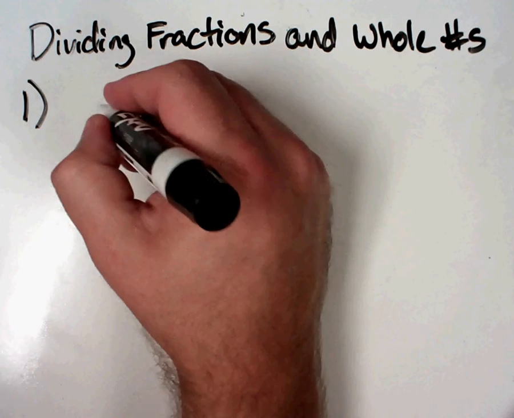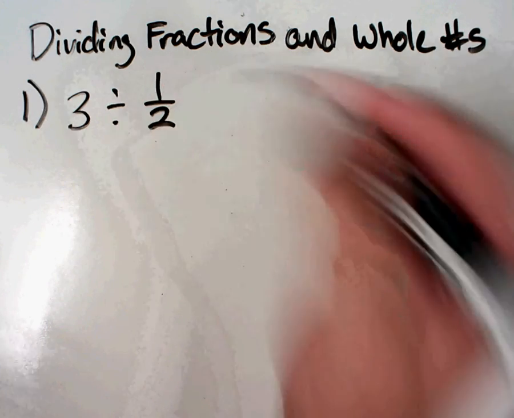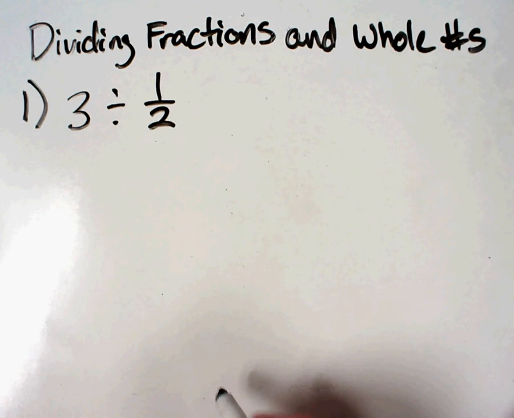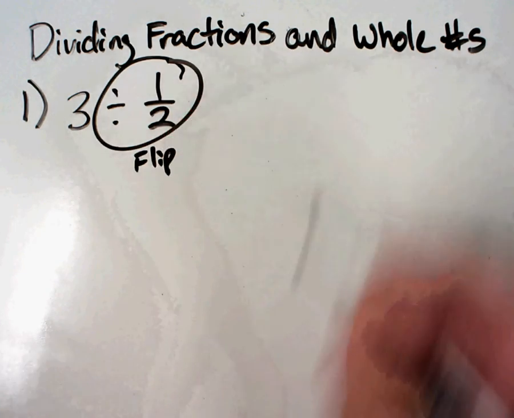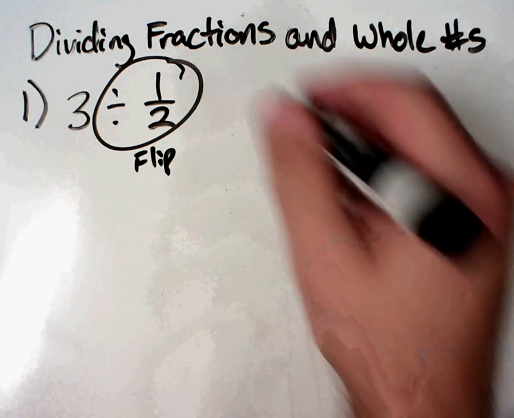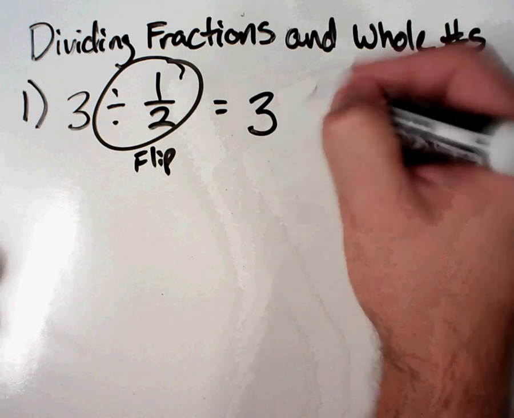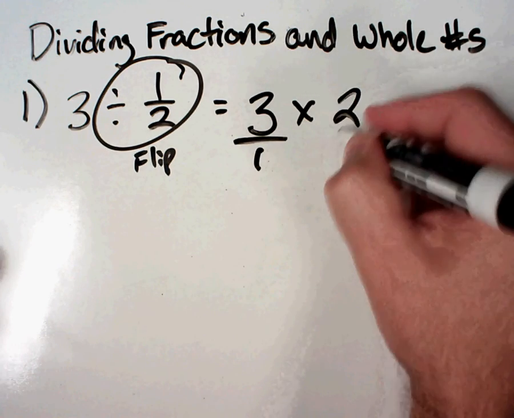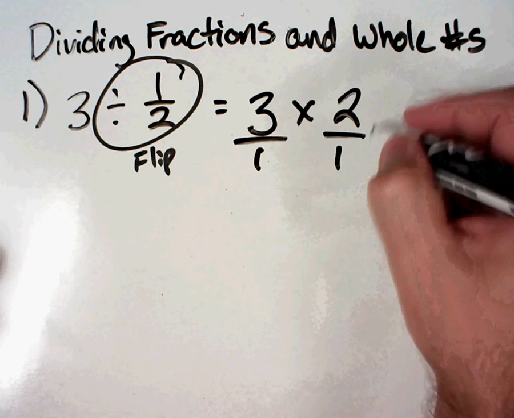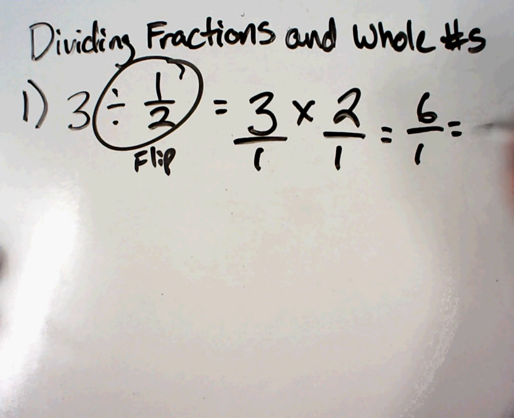Number one is 3 divided by 1/2. Now remember, when we do this, we are going to flip, and I'll do this on the first few, but I'm going to stop doing it after a little while. We're going to flip and then multiply, so this will become 3 over 1 times 2 over 1, which is going to give me 6 over 1, which is 6.